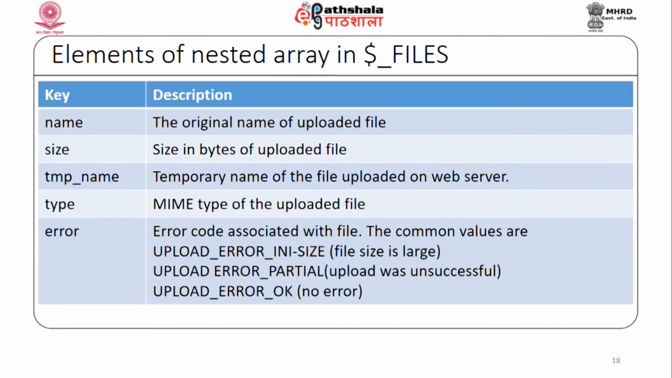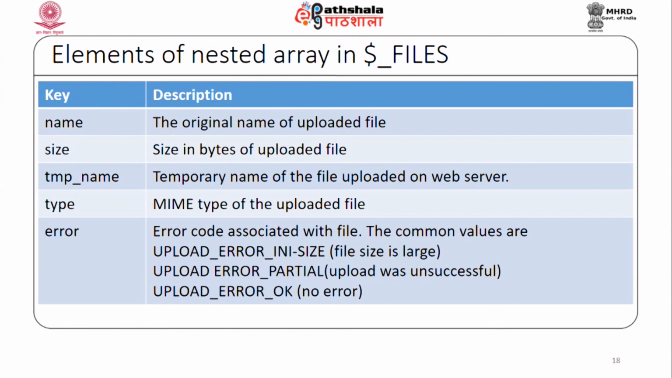So, what are the elements of the nested array in $_FILES? These are all elements you can store as key-value pairs. Name, which is the original name of the uploaded file; size, which is the size in bytes of the uploaded file; tmp_name, which is the temporary name of the file uploaded on the web server; type, which is the MIME type of the uploaded file; and error, the error code associated with the file. Common values are UPLOAD_ERR_INI_SIZE.